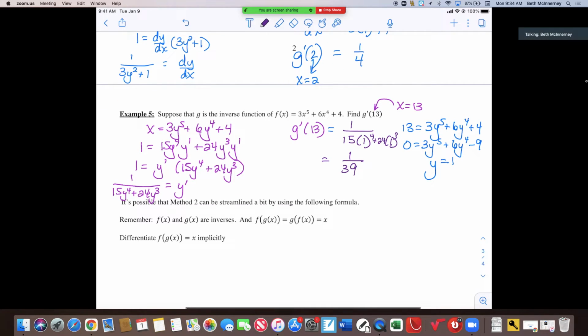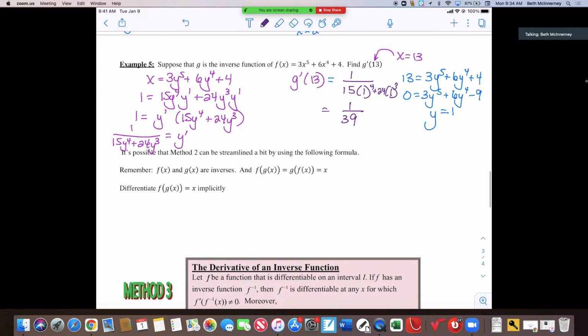It's possible that method 2 can be streamlined a bit by using the following formula. Before I give you the formula, I want to show you where it comes from. We've reviewed implicit differentiation, so there was a purpose and a point to that, and we're also going to use it in the next couple of units. But now we're going to look at the chain rule. This is super exciting. Remember, if f and g are inverses, that means f of g of x equals g of f of x equals x.